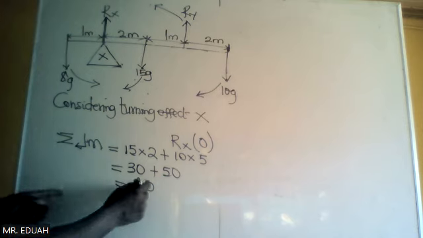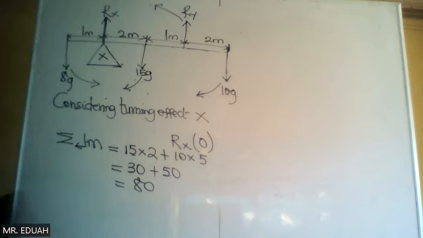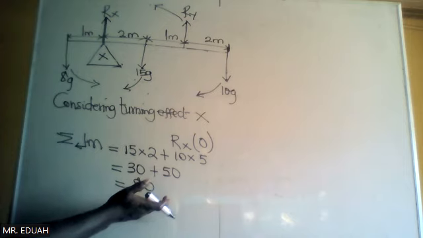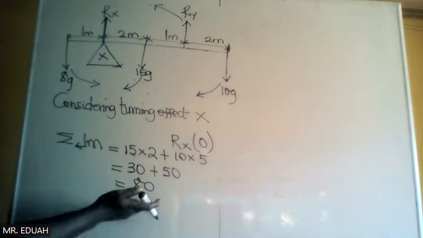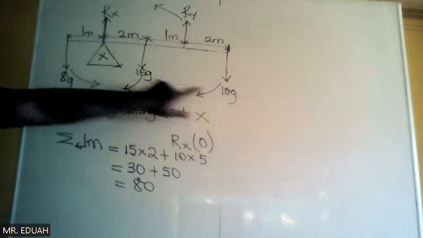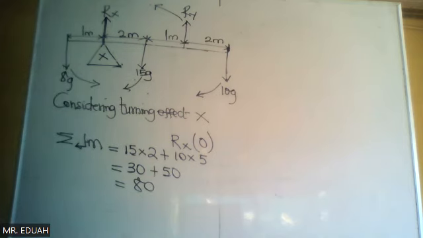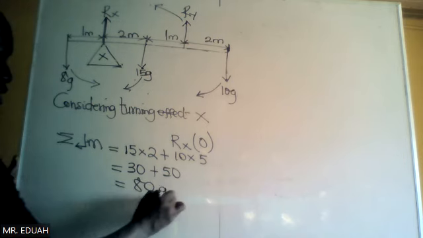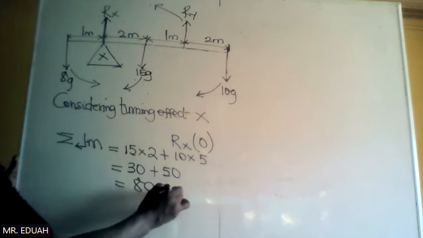So the turning effect produced by this is this. We can call this gram centimeter. The unit will be in gram centimeter, but because we never converted the masses, gram centimeter, if you like. Sorry, gram meter.